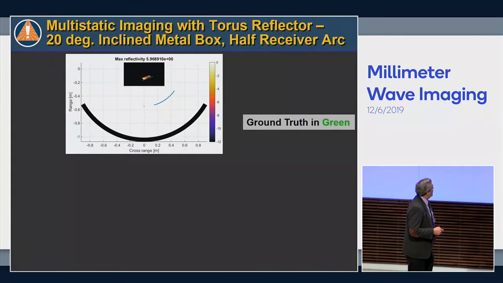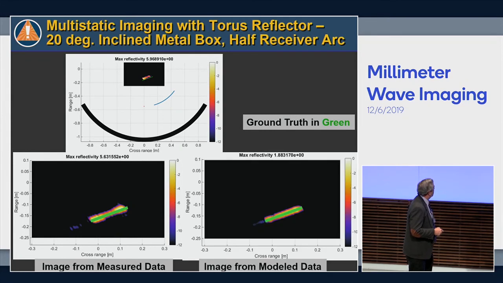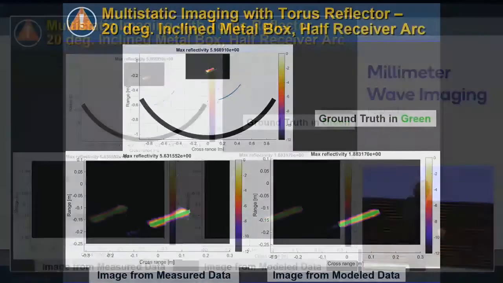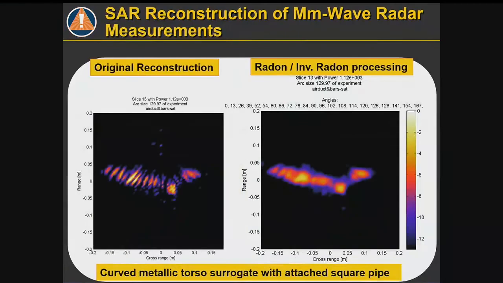All right, so some imaging results. We took a look at a little metal box. Which one's measured? I guess the one on the left is measured, the one on the right's simulated. The simulated results look pretty good compared to the real measured results. Of course, a metal target is pretty easy.